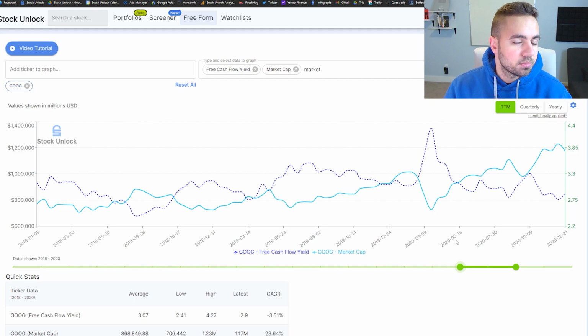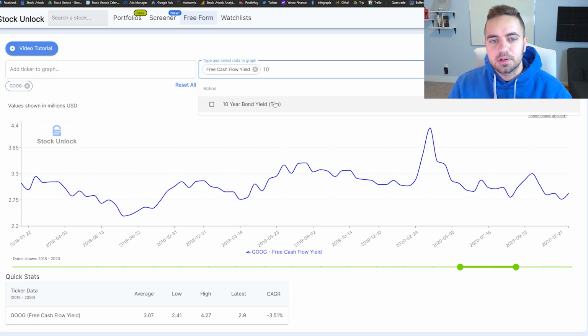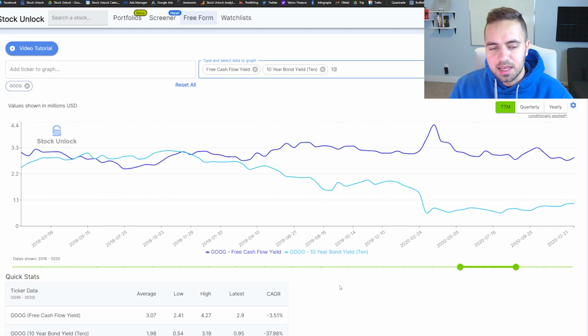So basically, just to put this all simply, when stock prices fall, there's actually a higher margin of safety associated with buying the stock. And when stock prices run like crazy, there is a much lower margin of safety. And what we can also do here in Stock Unlock is enter in the 10-year bond yield.